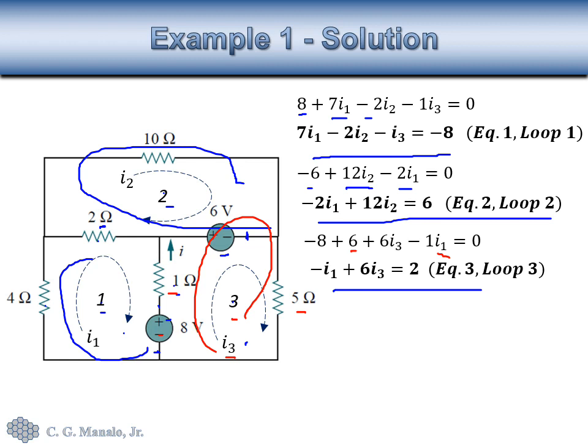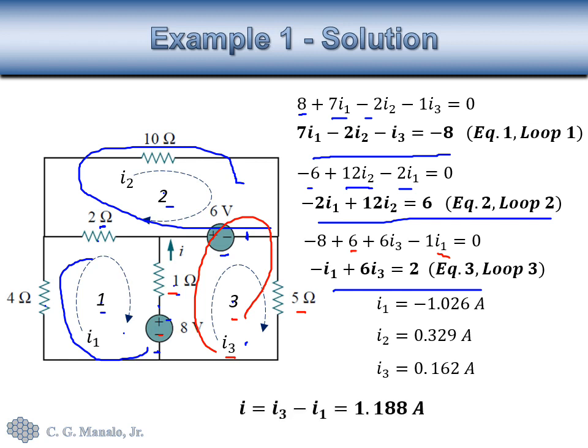In solving for the three equations, we will get these mesh currents. And solving for I, we should get I3 minus I1. So the current through the 1 ohm is a combination of loop currents I3 and I1. Since I sub 3 has a positive effect on the current that we're looking for, which is I, but the loop current I1 has a negative effect, therefore it should be I sub 3 minus I sub 1, so that will give us 1.188 amperes.